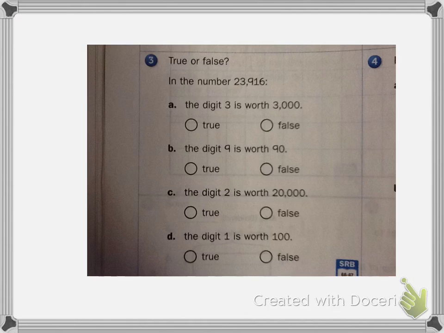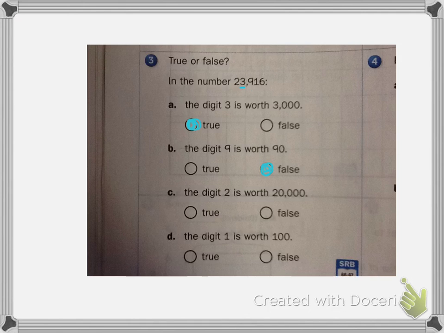Number 3 says true or false. In the number 23,960, the digit 3 is worth 3,000. So if we look here, the 3 is in the thousands place, so it is worth 3,000, so that one would be true. The 9 is worth 90. The 9 is in the hundreds place, which means it's worth 900, so that's false.